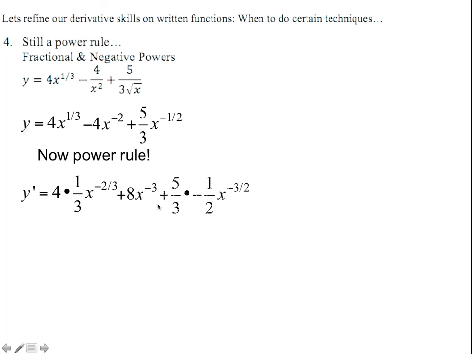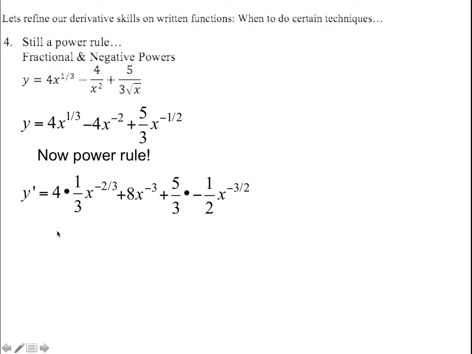And then I have plus 5/3, that's my coefficient, and then I'm going to do my power rule on x to the minus 1/2. So I bring down the minus 1/2. I have to do some multiplying here. I'll do that in a second. And then I have to subtract 1 from a negative 1/2. So for this, you're going to want to think minus 1/2 minus 2 over 2. And that's minus 3 over 2.